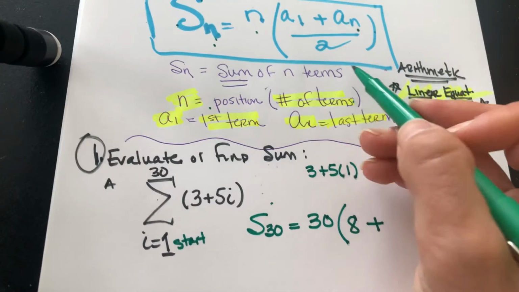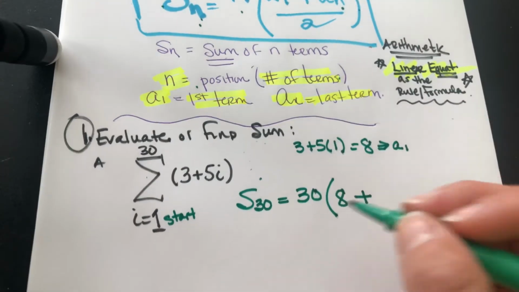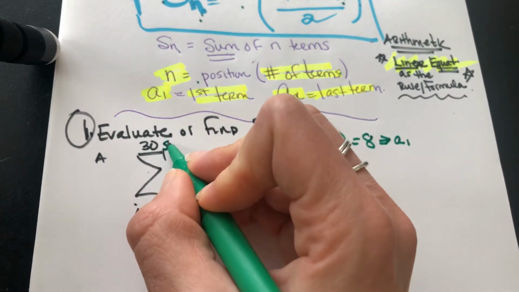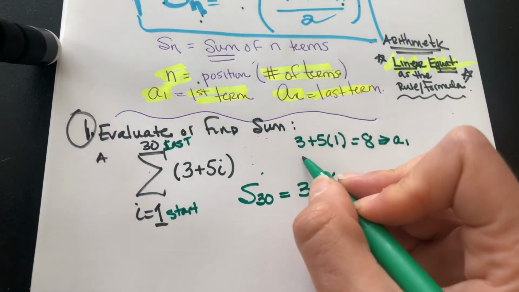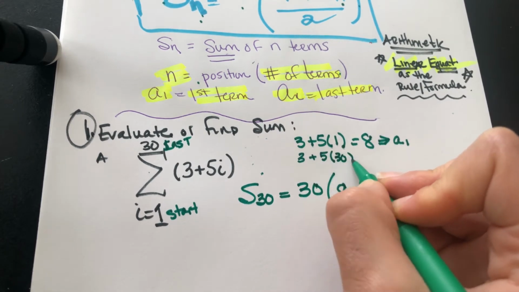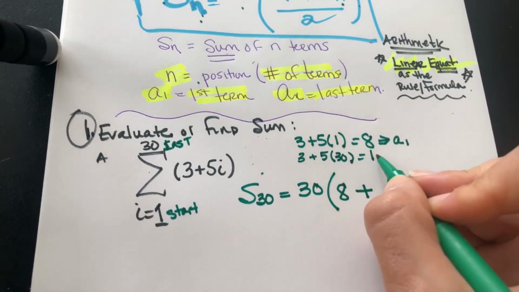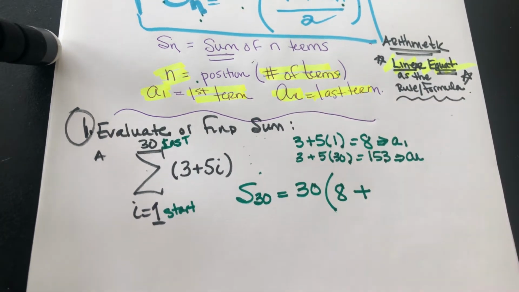Plus, okay, we need our last term. First term, last term, the sum of the first and the last. Well, this is my last. So you're just substituting it in. So we have 3 plus 5 times 30, which is 153. This right here is your A sub n.